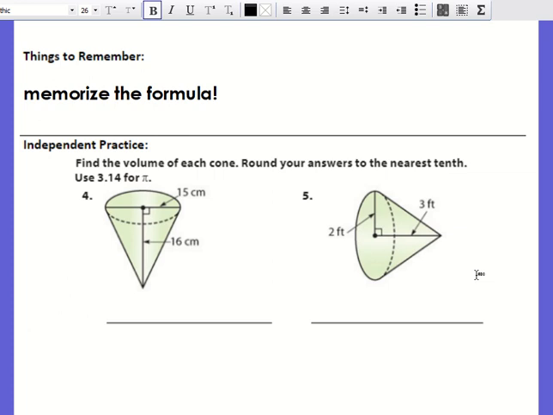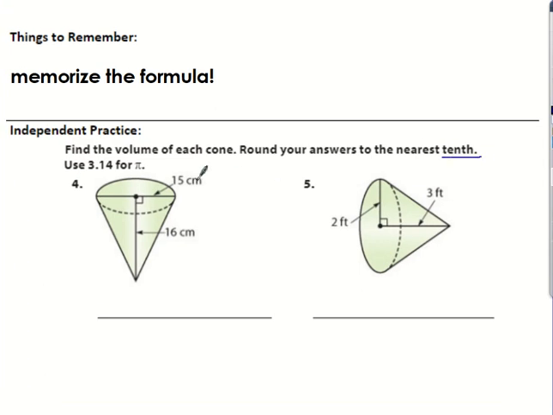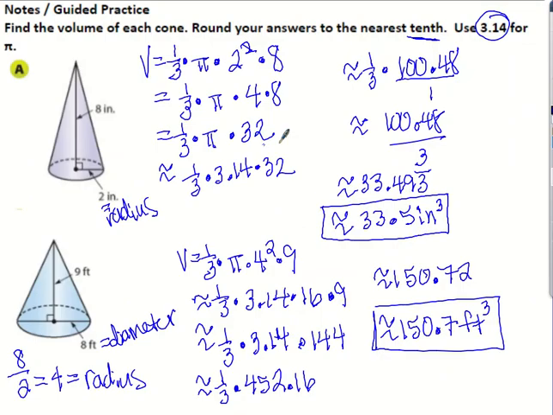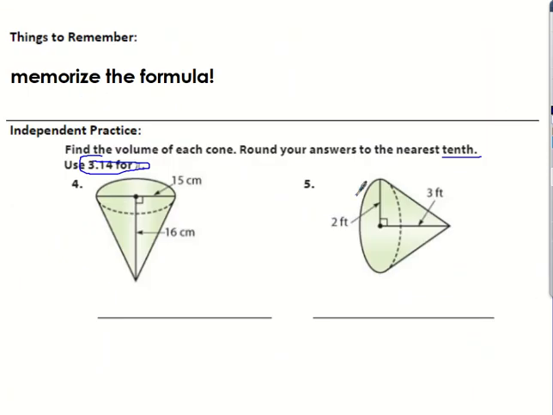All right, so here's your independent practice. We're going to round to the nearest tenth, and you're going to use 3.14 for pi. Don't forget to model your work the same way I modeled here, here, and here. I'm looking for the modeled work correctly, please.